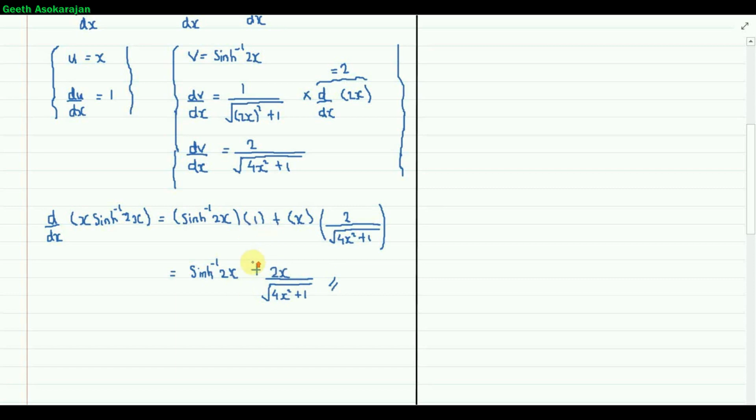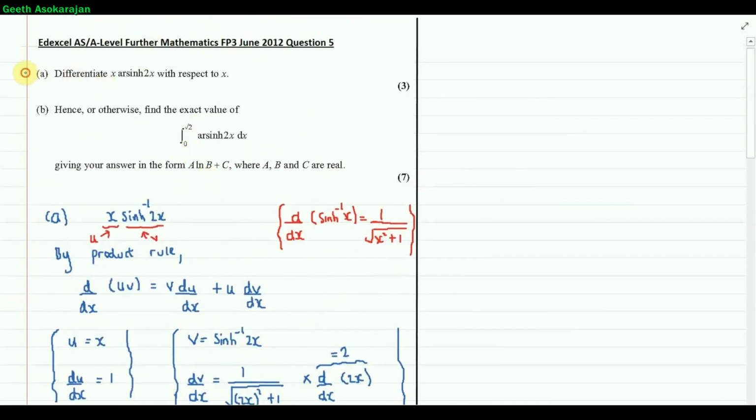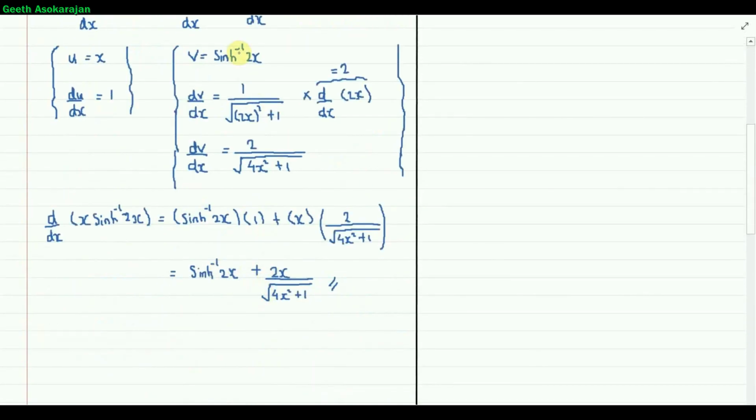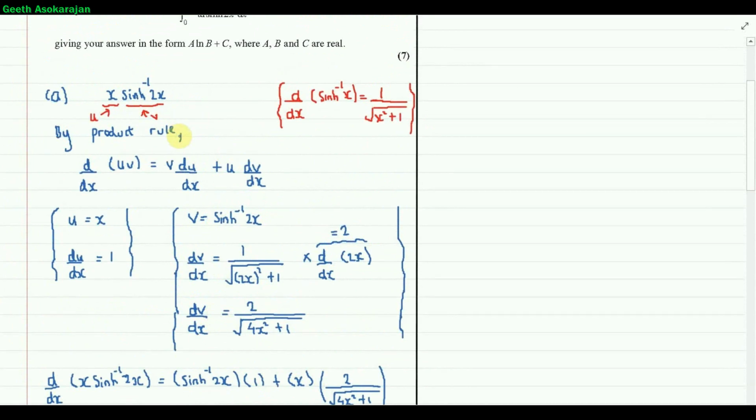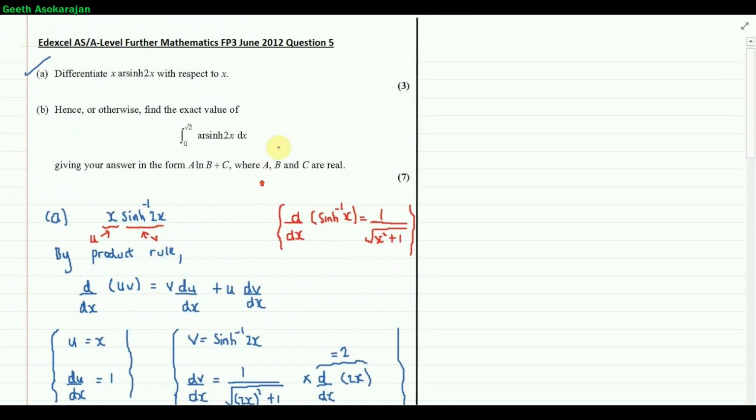So that should be the solution, I believe, to part A. So that covers part A. Once again, if you're unaware of how to differentiate hyperbolic functions or inverse hyperbolic functions, as I mentioned, I will provide links to these videos in the description below. So be sure to check out these videos.